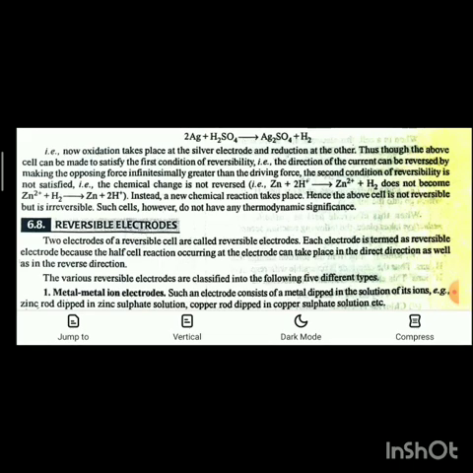Zn plus 2H+ to form Zn2+ plus H2 does not become Zn2+ plus H2 to form Zn plus 2H+. Instead, a new chemical reaction takes place. Hence, the above cell is not reversible but is irreversible. Such cells, however, do not have any thermodynamic significance.